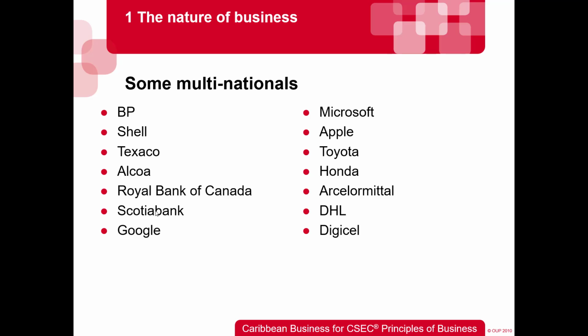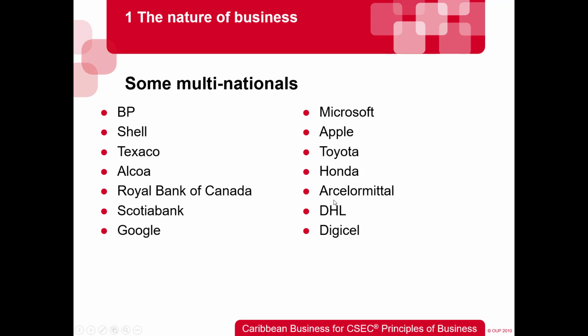For example, you have Microsoft. Microsoft might have a Microsoft store in New York, a Microsoft store in Tokyo, Hong Kong, wherever. But the headquarters for Microsoft is, of course, in Seattle. The headquarters for Google and Apple is in Silicon Valley, but they have different branches around the world. So that's one of the key differences between a multinational and a franchise.